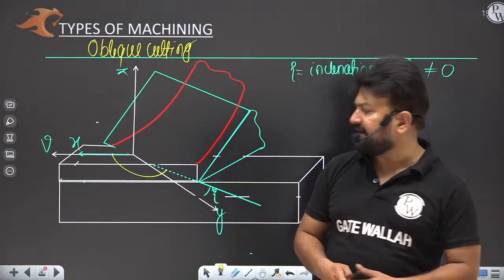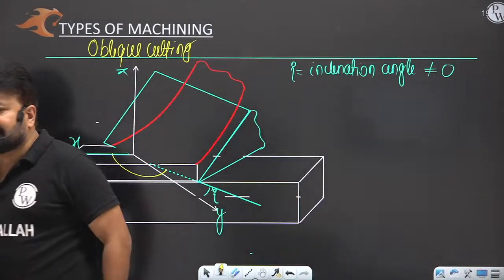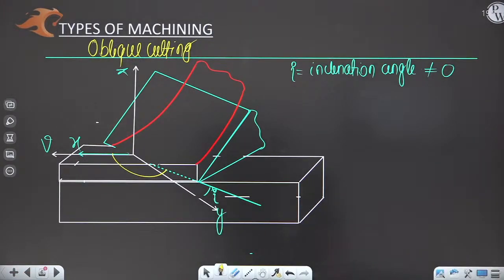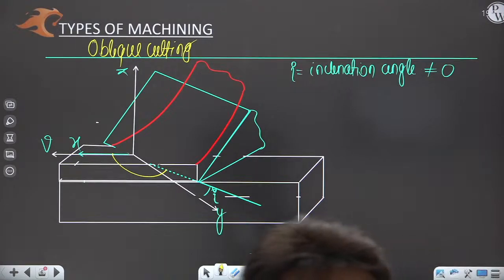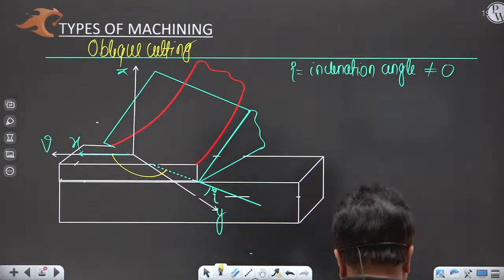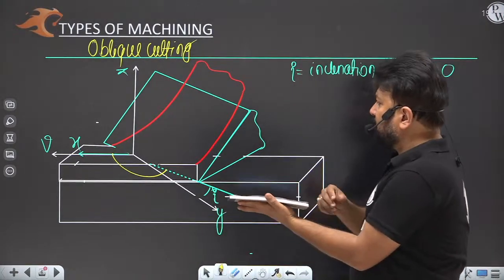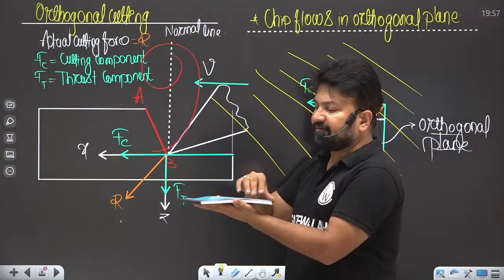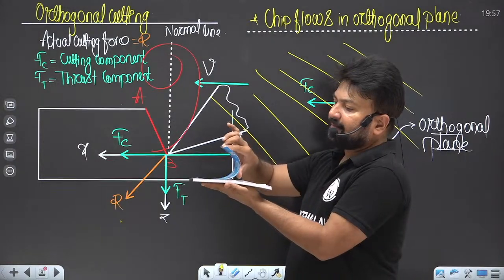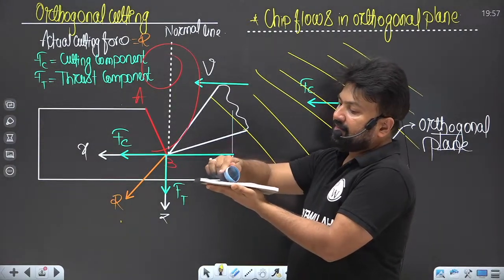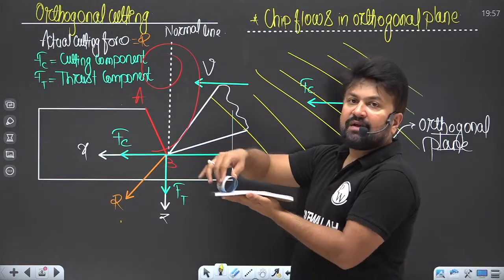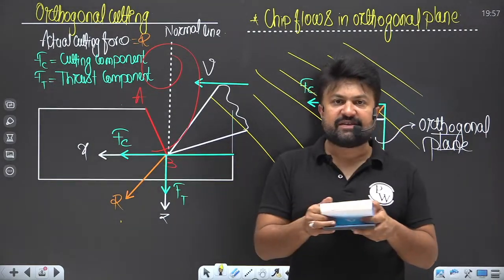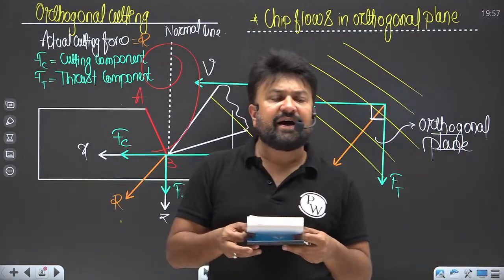One of my students is asking, sir, how is a chip going to flow in an orthogonal plane? It's very simple, Hemant Singh. Look here. Basically, this is a two-dimensional figure, you are seeing it this way. Basically, the chip will be in a coil. The chip is flowing. See, this is a chip. Are you able to see this chip?